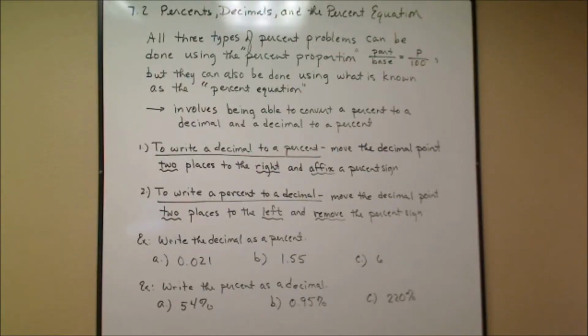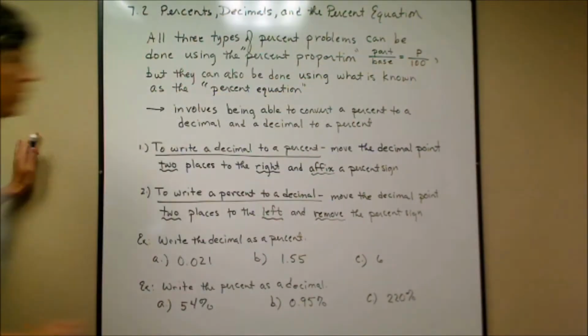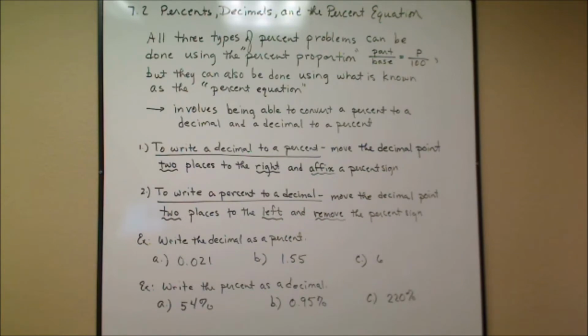2007.2, percents, decimals, and the percent equation. Now, we've already learned how to solve the three main types of percent problems using the percent proportion. That's part over base equals the percent over 100. Over here, part over base equals percent over 100. Or what I was calling the is over of equals percent over 100.